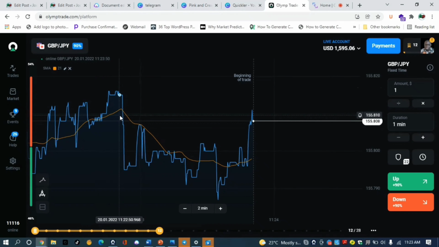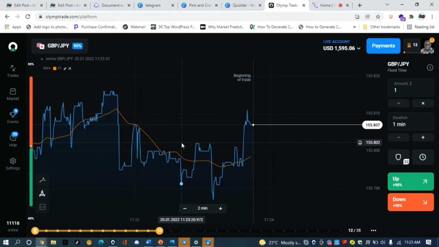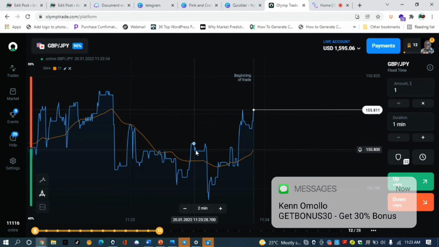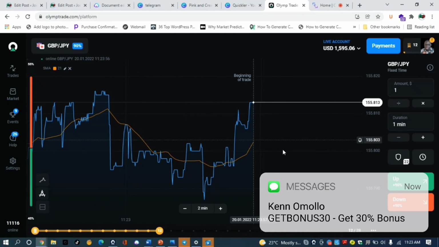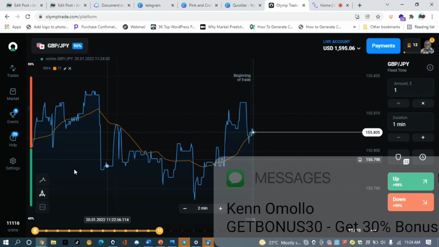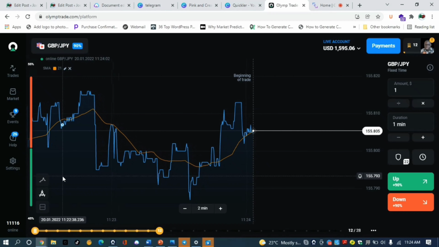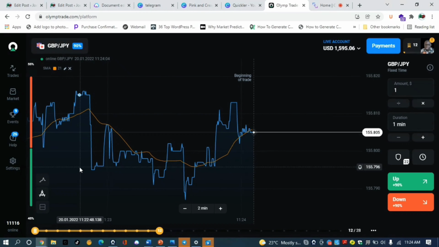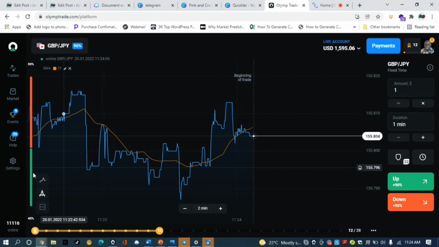Again, I mentioned that there are very many different types of charts that you can use in Olymp Trade. One of them is the area chart, which is only popular on quickly, but not so popular with the traders who begin trading from the 1 minute duration.